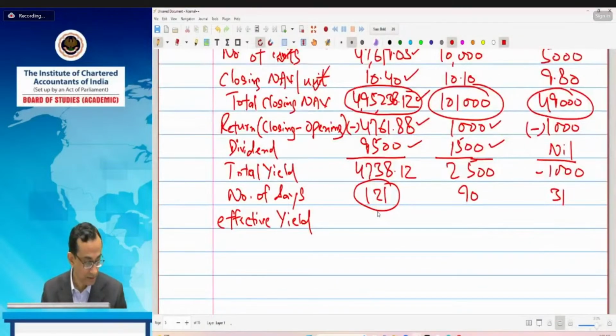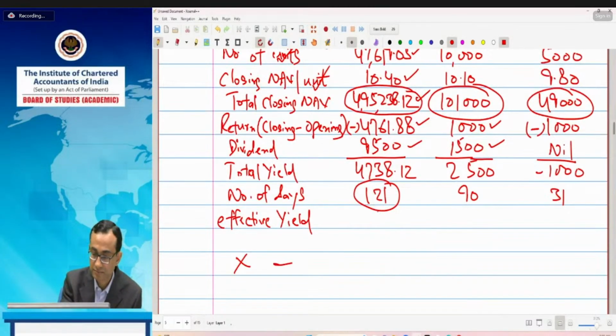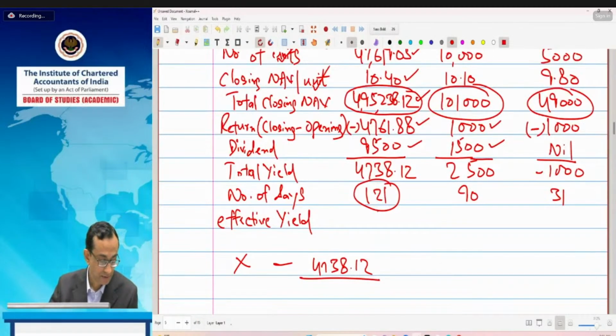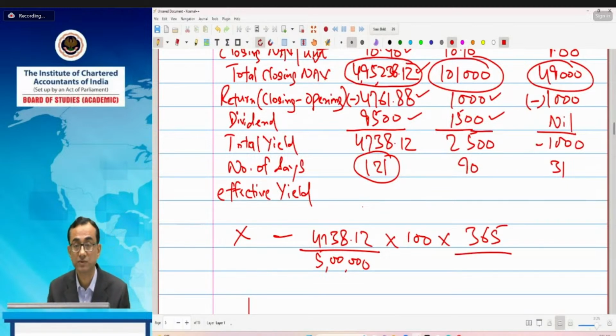Now let us calculate it. In case of X, the total yield is 4738.12 divided by the investment value, that is the opening NAV, that is 5 lakh, into 100, and then 365, because we are calculating yield on a per annum basis for 1 year. The number of days the investment is held in case of X is 121 days. So let us calculate it.